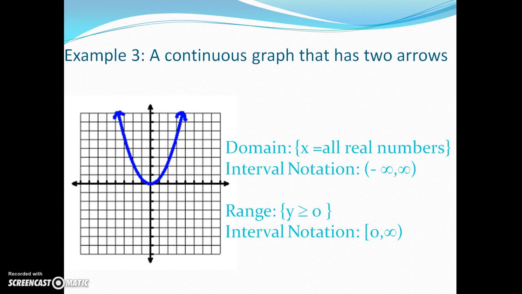So if one of the arrows were pointing up and one of the arrows were pointing down, then the range would be all real numbers. So if one of these went up and one went down, then you would cover all of the numbers on the graph. But in this case, it starts at the origin, so we have 0 to infinity.